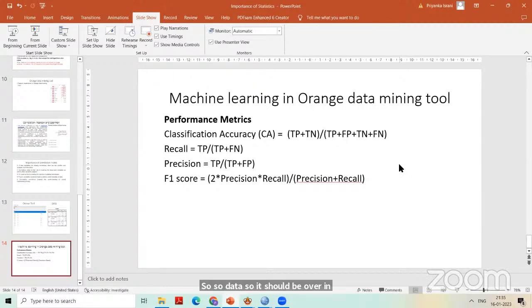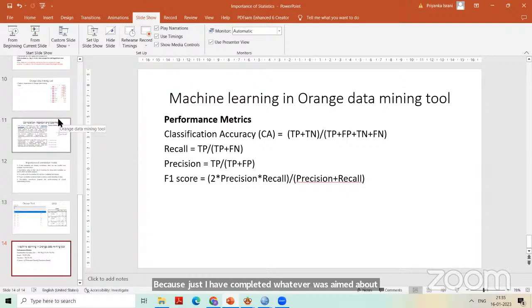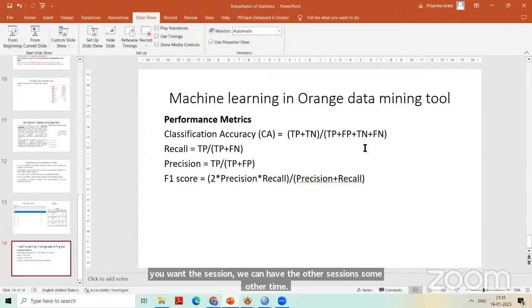So I will stop here because I have completed whatever was aimed about statistics and machine learning link. How statistical analysis and machine learning are linked together, and how statistics plays an important role in machine learning for feature selection, that I have explained to you. Now, machine learning in Orange data mining tool, if you want the session, we can have another session some other time. So I will stop here, and if you have any questions, you can post.